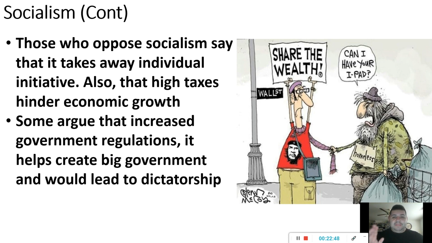Again, that's a personal decision, a personal belief. If you think big government is a bad thing or a good thing, that's whatever you think. No one can tell you you're right or wrong, it's your belief. But they also feel that could lead to dictatorship, that the people in charge would say, well, we're going to be in charge now and we're going to control this and that. And they look at other countries where that happened, that had socialism.